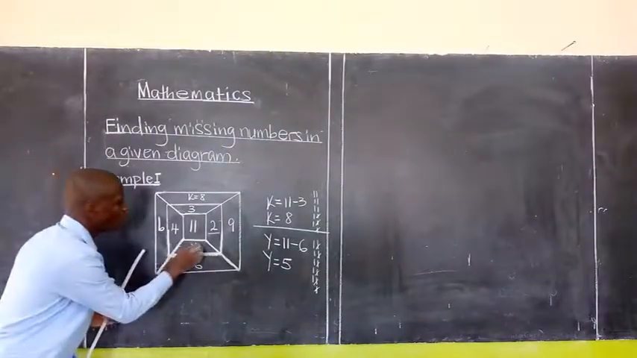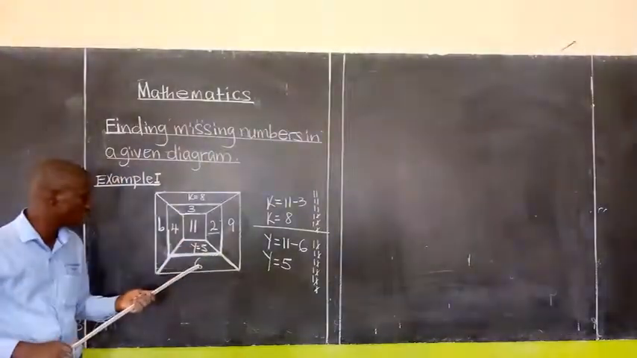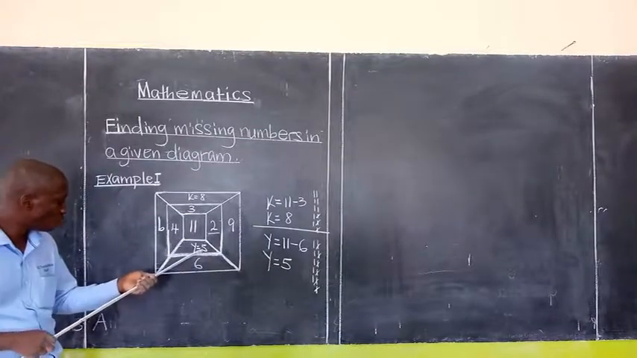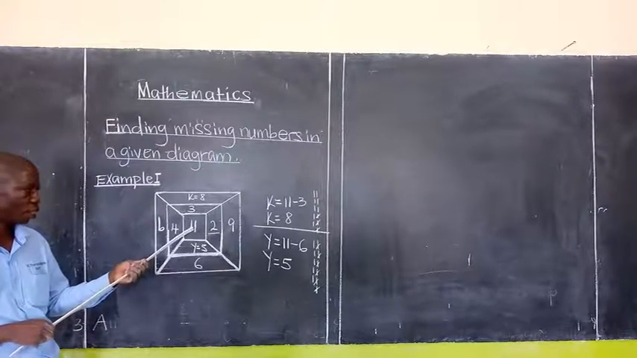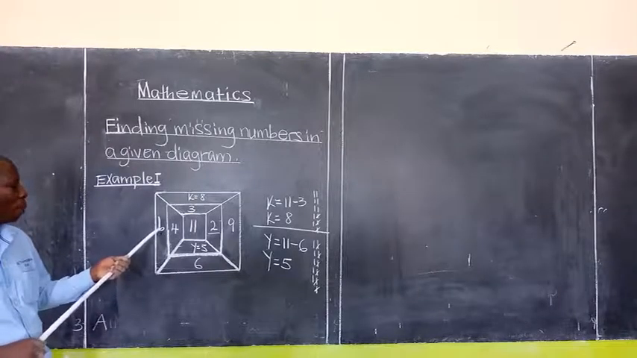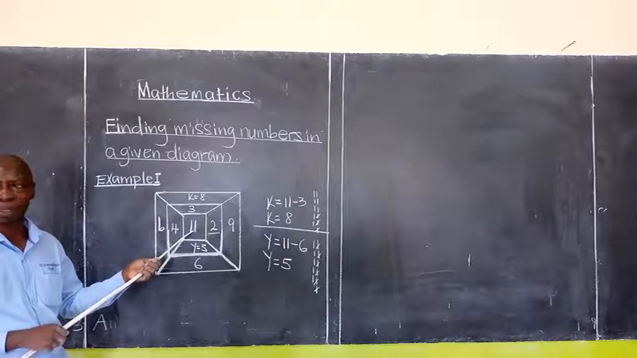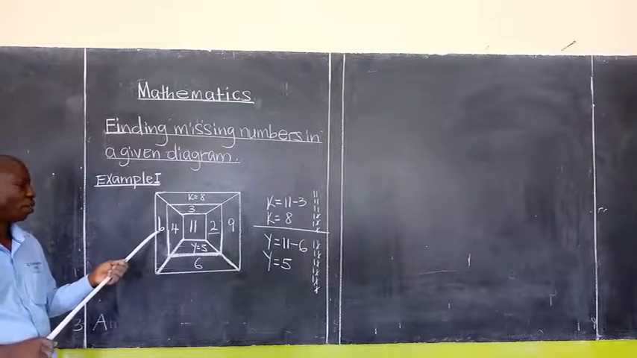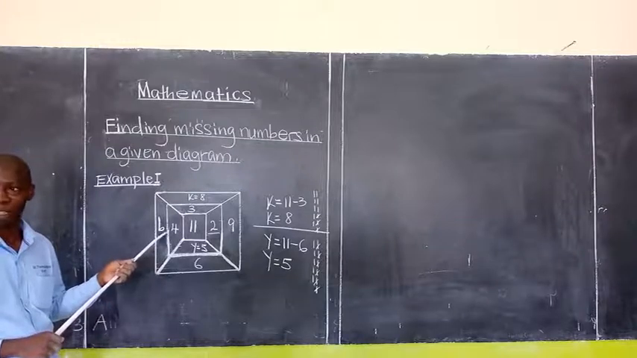Here we have 5, because when you add 5 plus 6, we shall end up getting 11. We have to find out what is here. B plus 4 gives us 11. Now, what do you add to 4 to get 11? What is B?